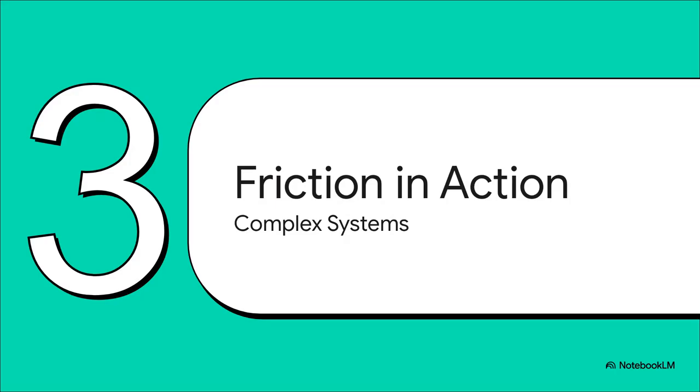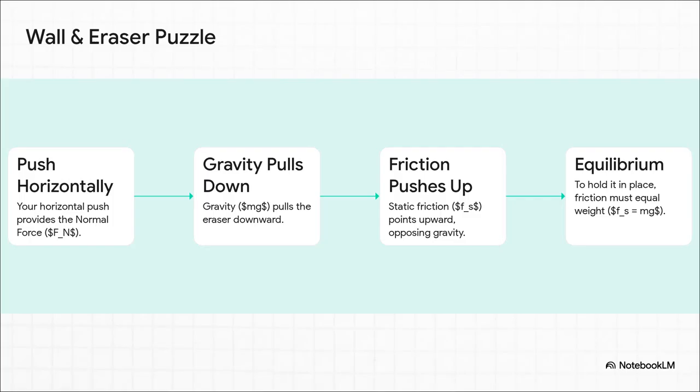Okay, now that we've got a good handle on the normal force, we can start to look at some more complex and kind of counterintuitive setups, where friction is the hero. Think about this, holding an eraser against a wall, just by pushing horizontally on it. What's stopping it from falling? Well, your horizontal push becomes the normal force. The wall pushes back, and that normal force creates static friction that points straight up, fighting against gravity. As long as that upward friction is strong enough to equal the eraser's weight, it's not going anywhere.